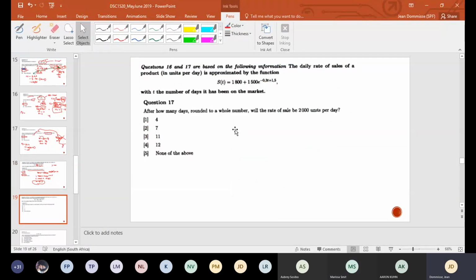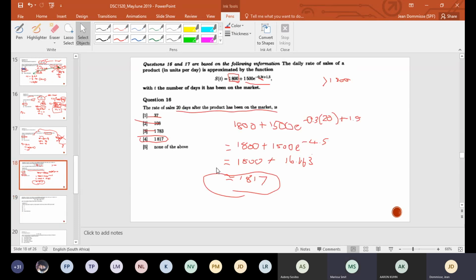So let's look at question 17. So here it is, and question... Mr. John? Yes. Sorry, can I just go back to question 16? How did you determine that it will be larger than 1,800? Is it because after 20 days you know when substituting that the answer should be more than 1,800, or what? What did you do?